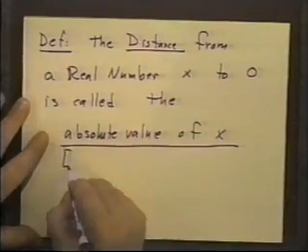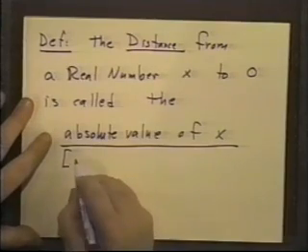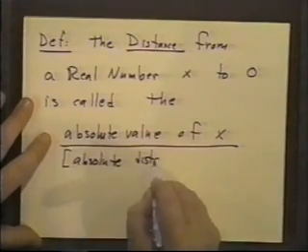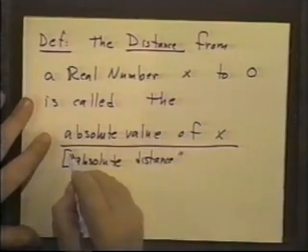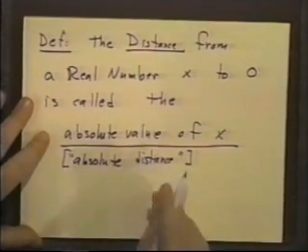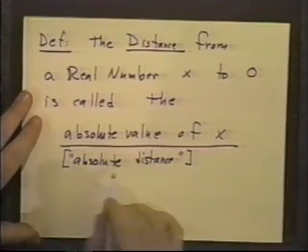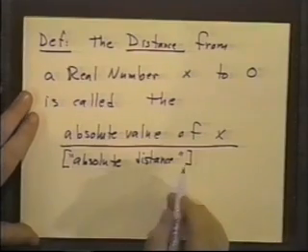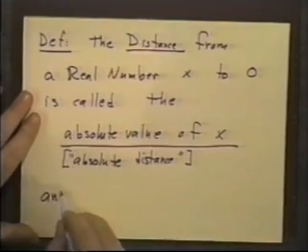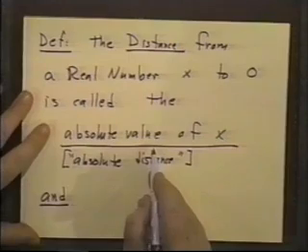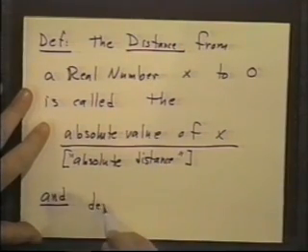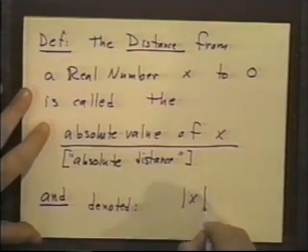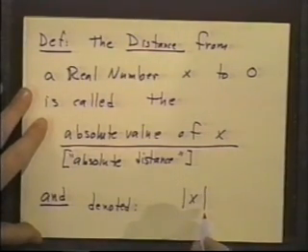Now I'll put underneath it what we probably should have called it. It should probably be called the absolute distance. I'll put that in quotes because you won't see that anywhere. You'll see absolute value. But we probably should call it absolute distance because it's simply the distance of this number from 0. And it's called the absolute value of x, and how do we denote it? It is denoted as follows. Absolute value of x: two parallel lines on either side of x.